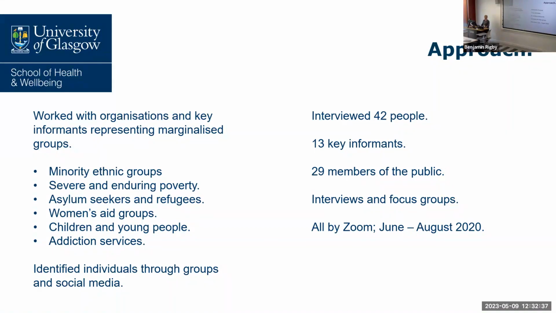So we worked with a number of organisations and key informants representing marginalised groups, drawing on the various contacts that we had and the groups we'd worked with. And we also advertised through social media for people to contact us directly. And through this, we interviewed 42 people. So we had interviews with 13 key informants. We had focus groups with 29 members of the public. And this was done at speed in a 3-month period in 2020.